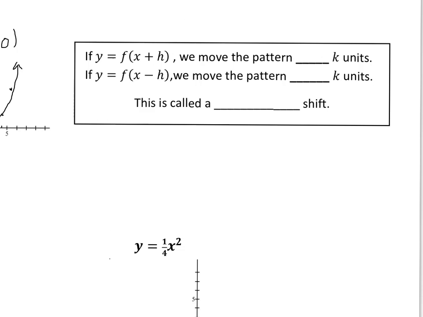All right, so if we have f(x + h), we move the pattern. If we add it, we move it to the left h units. And if we subtract it, we move it to the right h units. And that is called a horizontal shift.